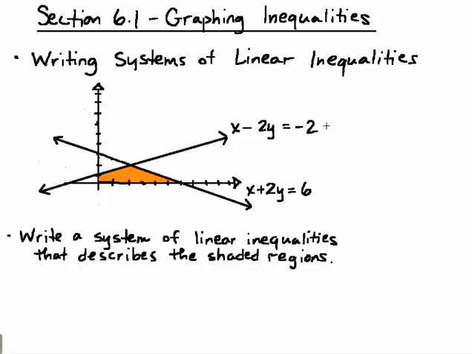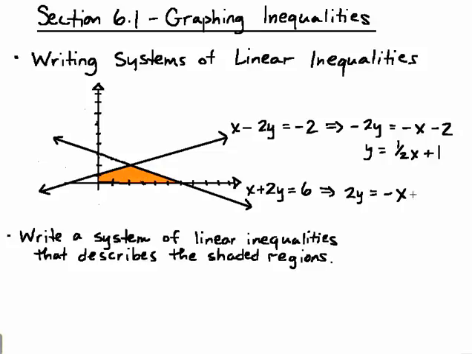First thing, the best way to start is to get your equations in slope-intercept form. We can do that by subtracting x from both sides and dividing both sides by -2. That would give us y equals 1/2 x plus 1 in the first equation. And then in the second equation, we'll also be subtracting x from both sides and dividing both sides by +2. And that gives us y equals -1/2 x plus 3.